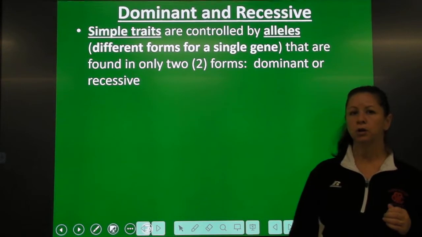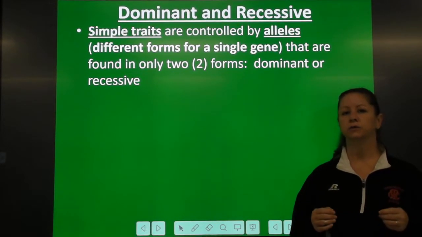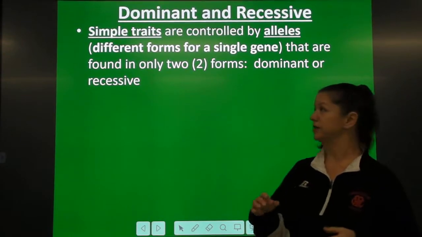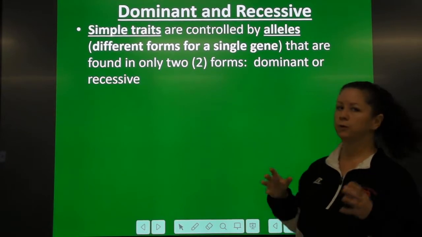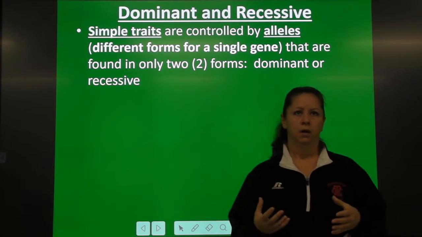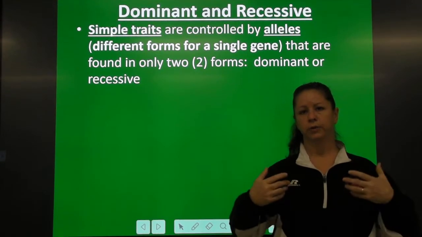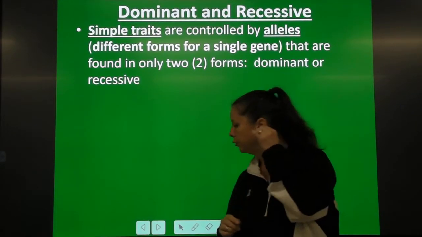Now, simple traits are controlled by alleles. Now, alleles control all traits, and an allele is a different form for a single gene. Okay, so your traits are frequently controlled by just one gene. So, like whether or not you have an earlobe.